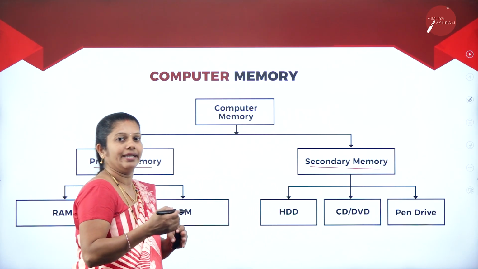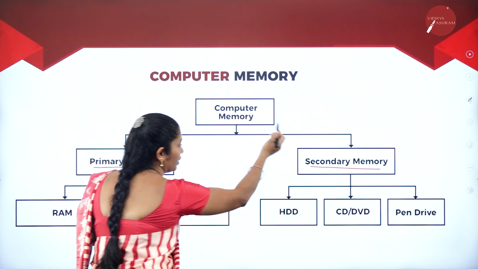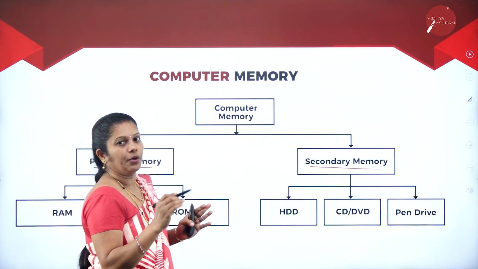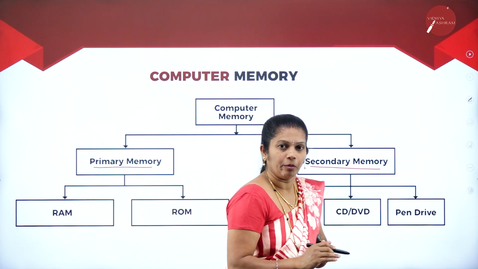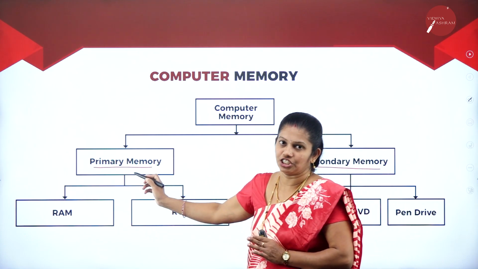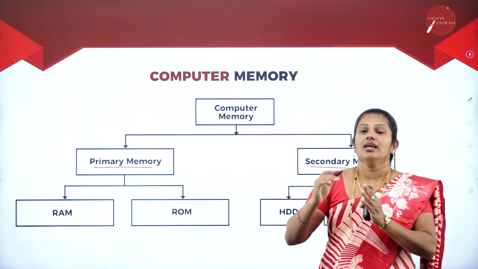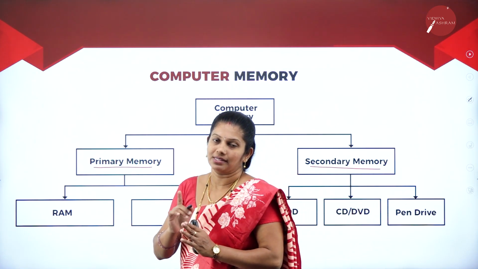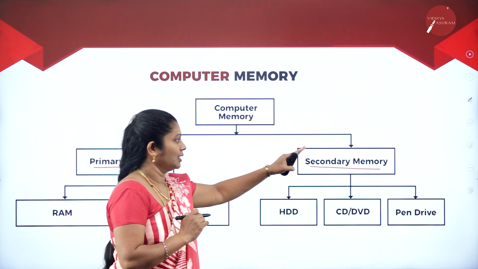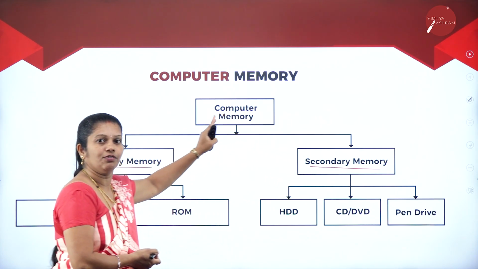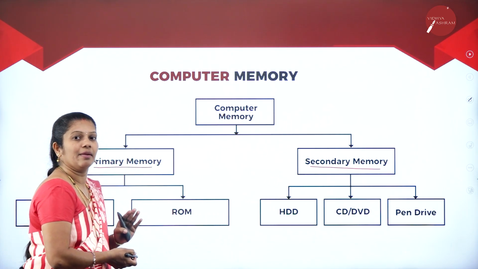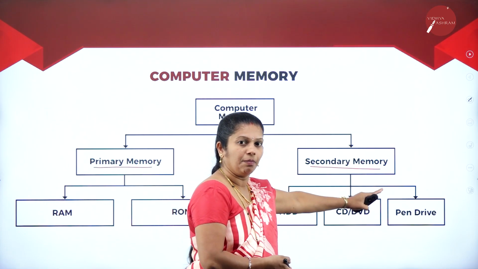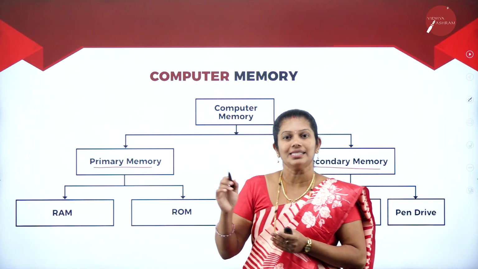At that time, the data, applications, everything will transfer from secondary memory to primary memory, because the CPU can interact only with the primary memory, because it is very fast by nature. Whereas secondary memory, by nature, is not so fast, whereas primary memory is very fast. That's why when you switch on the system, the data will transfer from secondary memory to primary memory. Whereas for future purpose, the data is permanently stored in secondary memory.